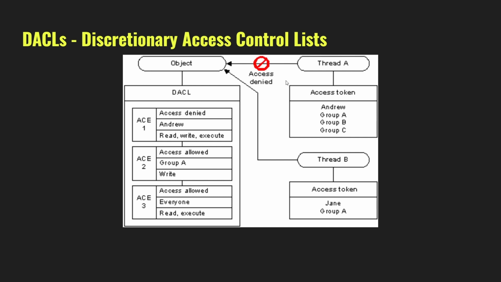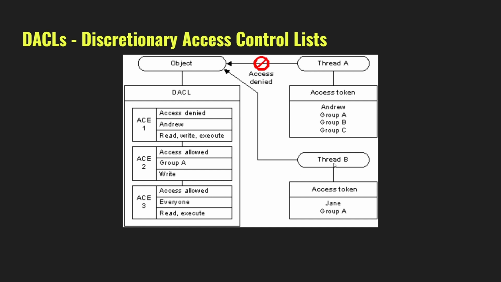This is just representing two processes we're trying to authenticate. So as you can see here, we've got our DACL list for an object, whatever it may be, a file system. As you can see here, ACE1, our user Andrew, is denied the permissions read, write, and execute. He isn't allowed to do any of them. ACE2, Group A, access allowed, and everyone else, if you're not in Group A and you're not Andrew, you're allowed to read and execute.